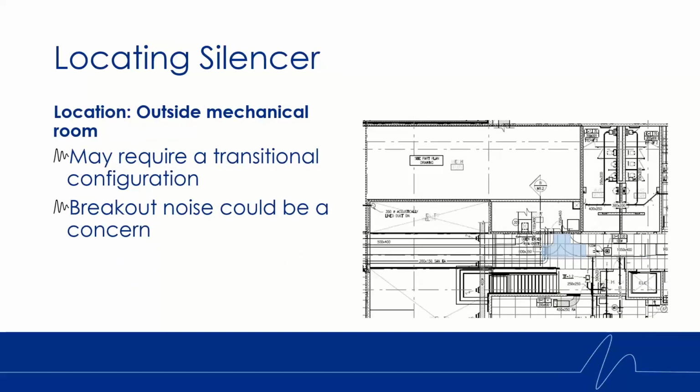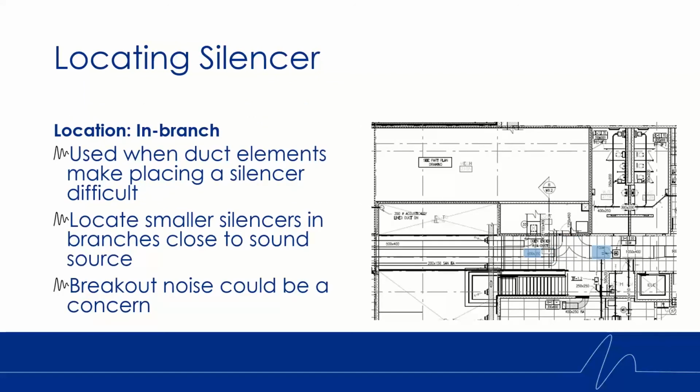The next location we recommend, if it doesn't work inside the mechanical room, is on the outside of the mechanical room. In this situation, the only considerations you may have to make are, one, you might need to do something a little more custom with the design of the silencer based on what the ductwork layout is. And number two, there's a breakout noise concern here as well. The silencer is now over top of an occupied space. We might need to use a heavier gauge casing to make sure there's no breakout noise.